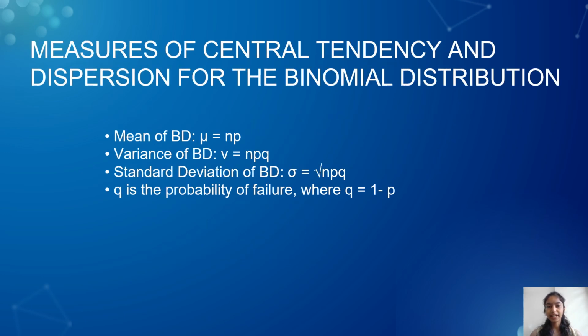Measures of central tendency and dispersion for the binomial distribution. The mean of binomial distribution is equal to np. The variance of binomial distribution is equal to npq. The standard deviation of binomial distribution is equal to root of npq. Q is the probability of failure, where q is equal to 1 minus p, or 1 minus the probability of success.